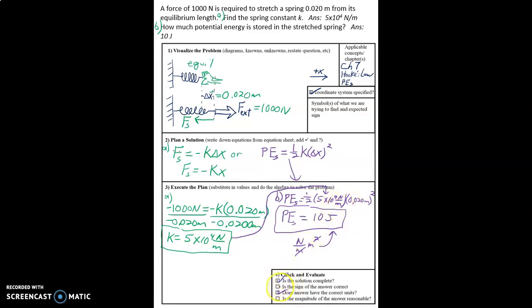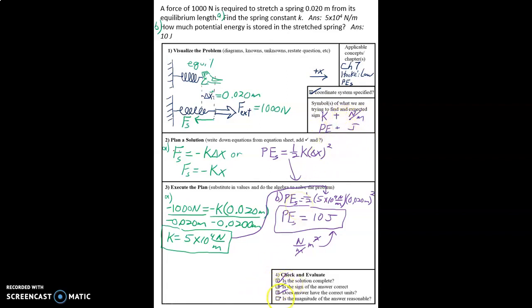We did answer both parts. The sign of the answers, are they correct? Oh, we forgot to put that in. All right, so we were trying to find k. K is a spring constant. It is a scalar, so it's always positive, and it should have units of newtons per meter. And then potential energy is always positive, and it has units of joules. So sorry about that. We really should have done that at the beginning.